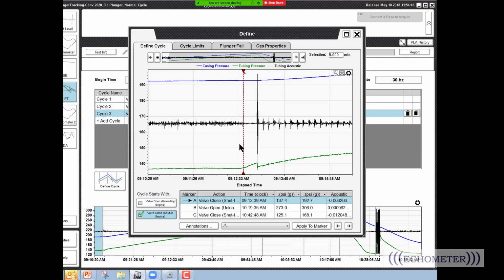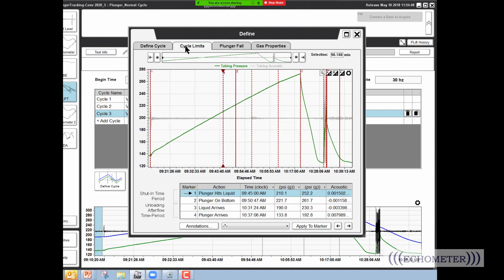Right about there is where the shut-in began. You can see the signal of the plunger falling by the tubing collar recesses on the EUE tubing. And then I'll go to the cycle limits. And this has got the annotation shown here. And so if I go here, I'd say plunger hits liquid, and I come down here and pick the annotation.